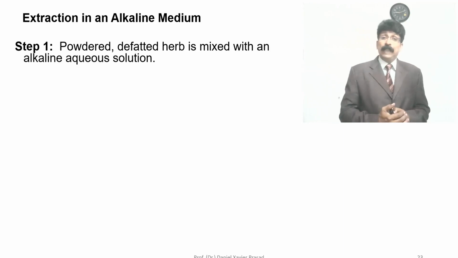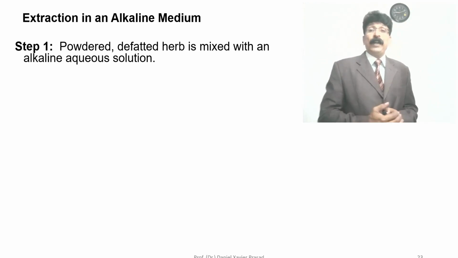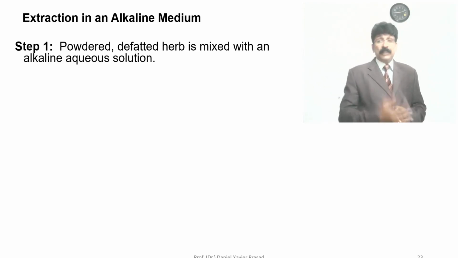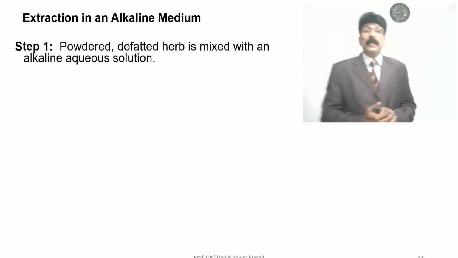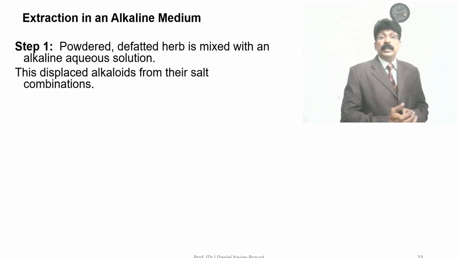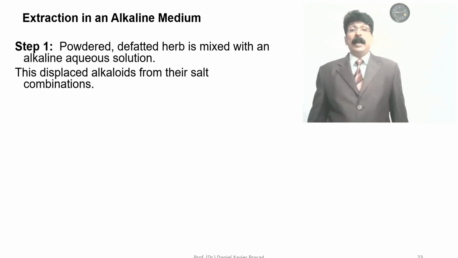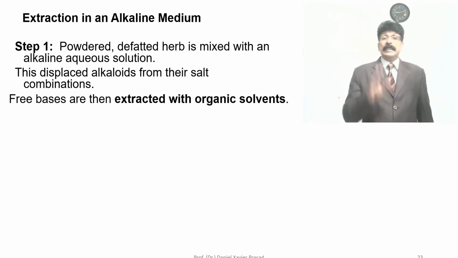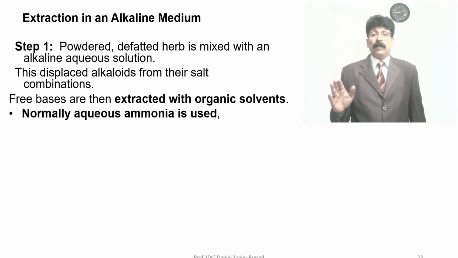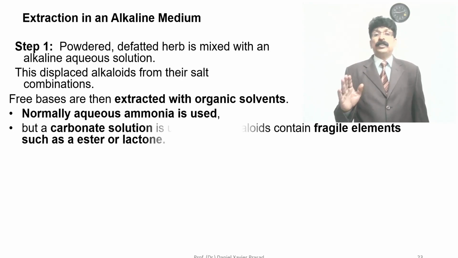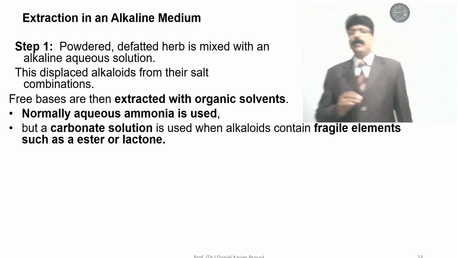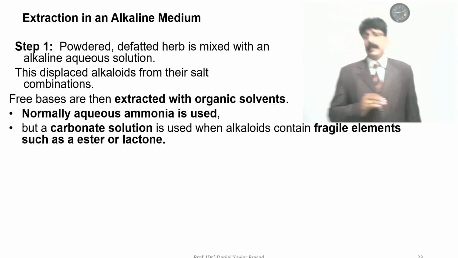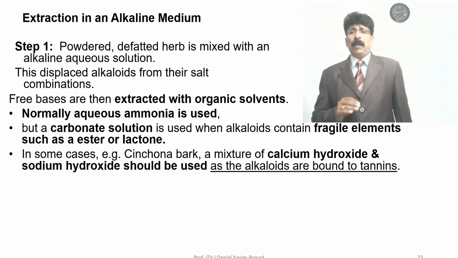And defatting is very important. The herbs are defatted first, using hexane or petroleum ether to remove the fats, and then mixed with an alkaline aqueous solution, which displaces the alkaloids from their salts, and the free bases are extracted with organic solvents. Normally aqueous ammonia is used, but a carbonate solution is used for alkaloids containing fragile elements such as esters or lactones. This is one common thing you can remember.